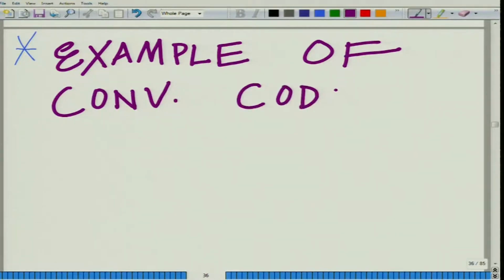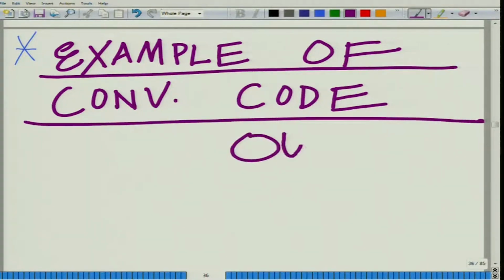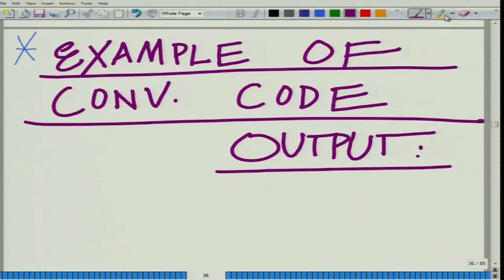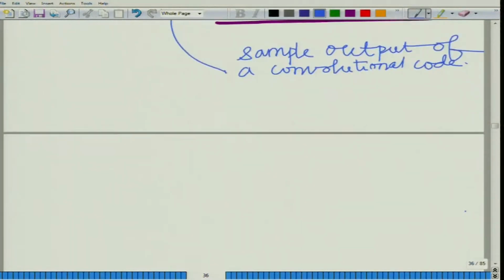Example of convolutional code. What we want to do is look at a sample output of a convolutional code. So we consider the information bit sequence.